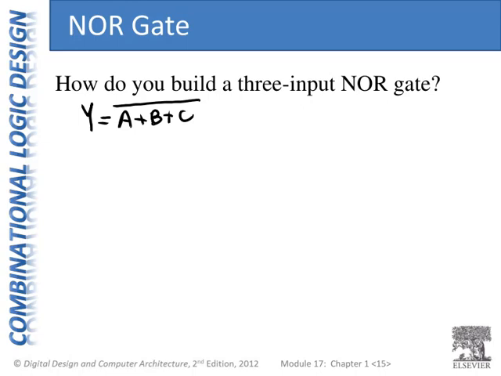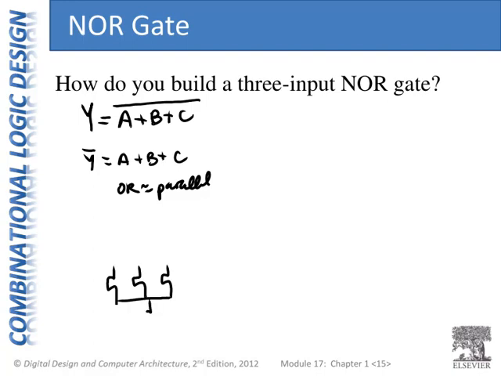And so let's use method 2 to start with. Complement both sides, we end up getting Y bar equals A or B or C. So that specifies our pull-down network. They're in an OR relationship. So OR means parallel. So we're going to get A or B or C pull our output Y down to 0.